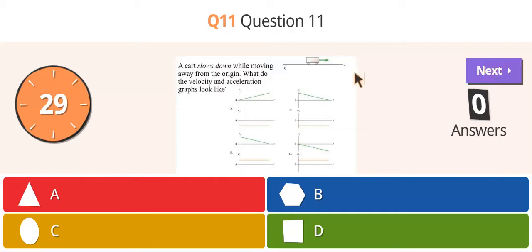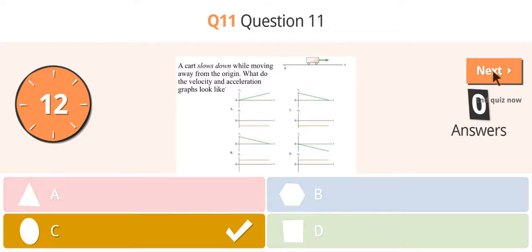Okay, next question, 11. Now it's slowing down. So I've got velocity. It's already moving. Let's check out C here. It's already moving and its velocity decreases, so I need a negative slope. That'll give me a negative acceleration. So the answer there should be C.